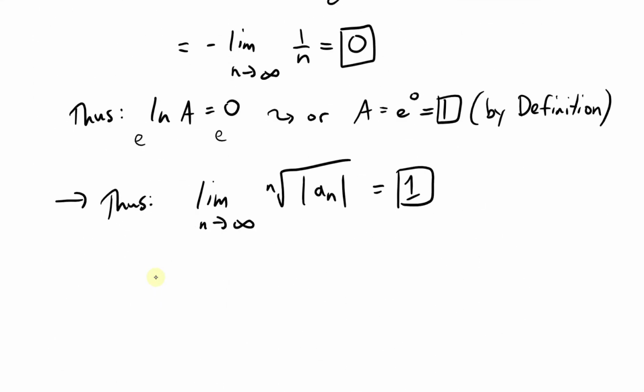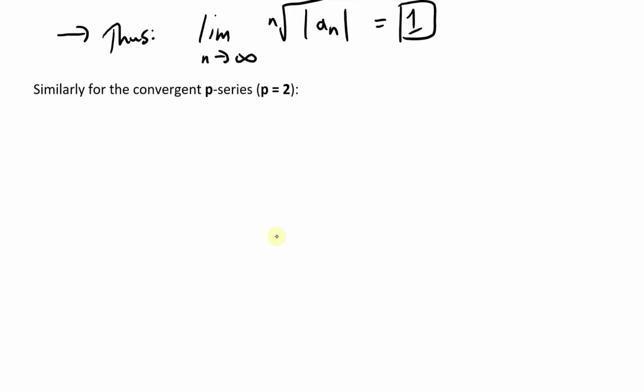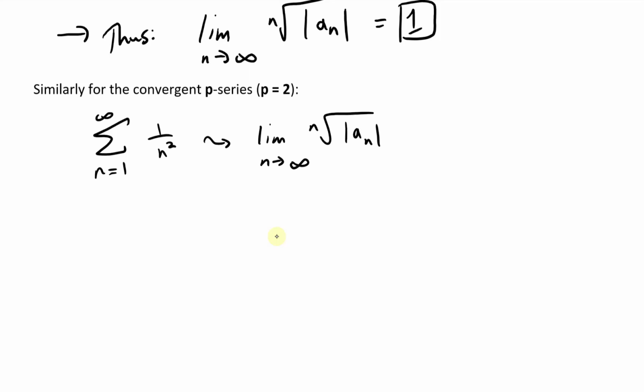So now let's look at another series. Similarly for the convergent p-series, where if p equals 2 then we have a convergent series, we could do the same thing, and I'll show that the root test also gives 1, but it's convergent in this case. So the sum from n equals 1 to infinity of 1 over n squared, where p equals 2. We take the limit as n approaches infinity of the nth root of the absolute value of a_n, and n is always positive, so we don't need to include the absolute value sign.